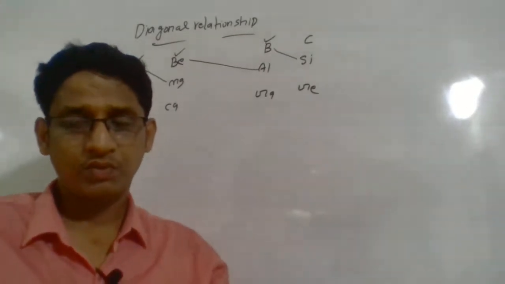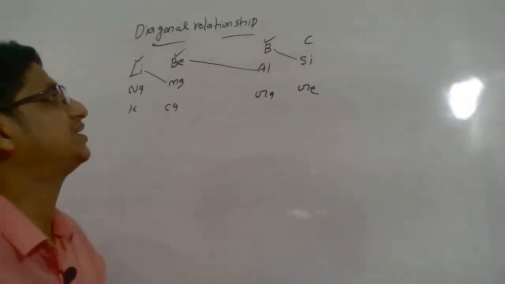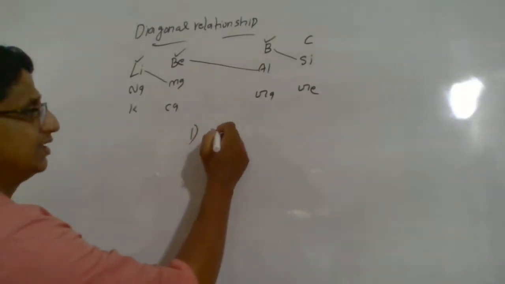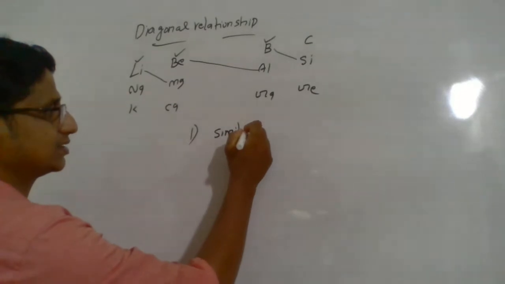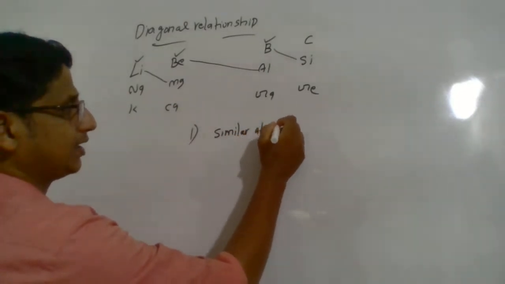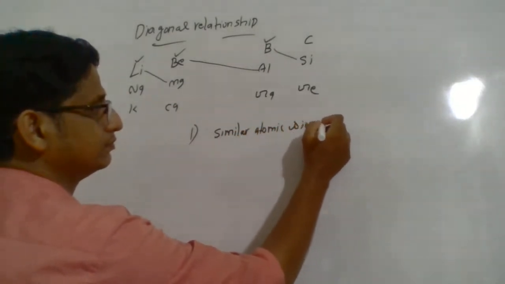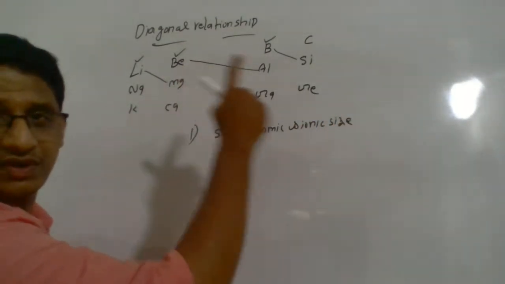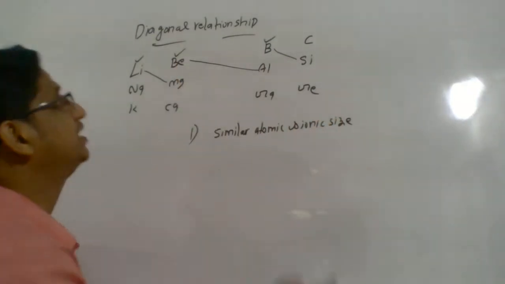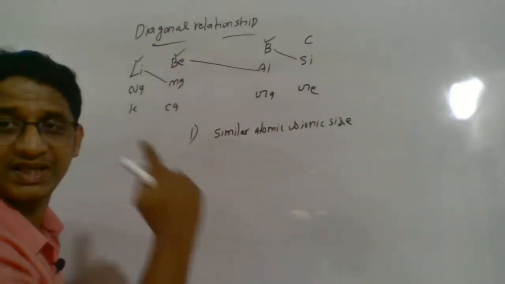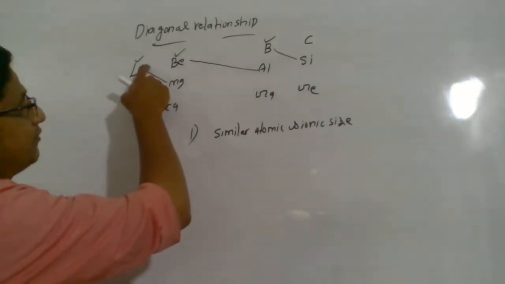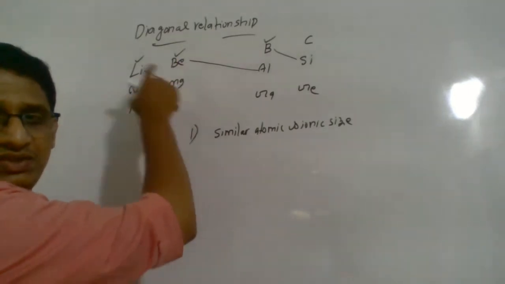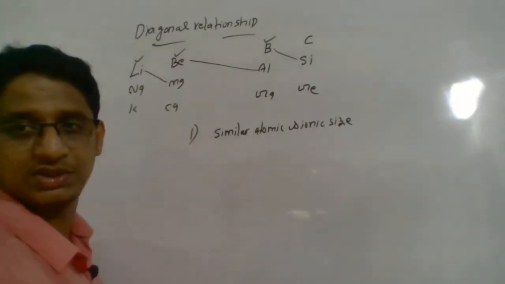Now think why they have a similarity in chemical property. That's simply because there are four important reasons that you can remember. First one, they have similar atomic and ionic size, because we know as we move from left to right in a periodic table, atomic size decreases. As we move from top to bottom in a periodic table, atomic size increases. So going from left to right atomic size decreases, top to bottom atomic size increases. So decrease and increase, which means they are almost similar.